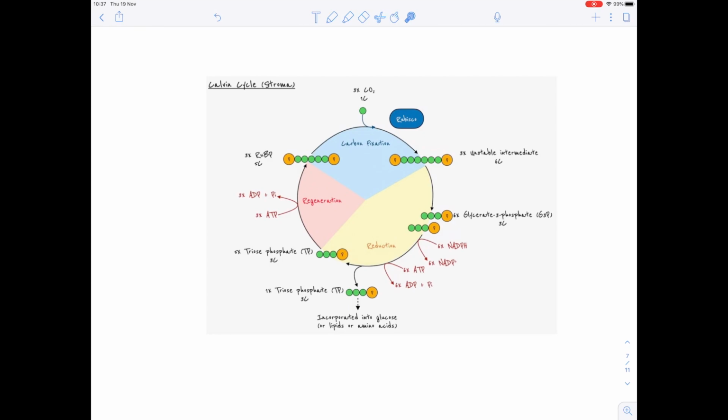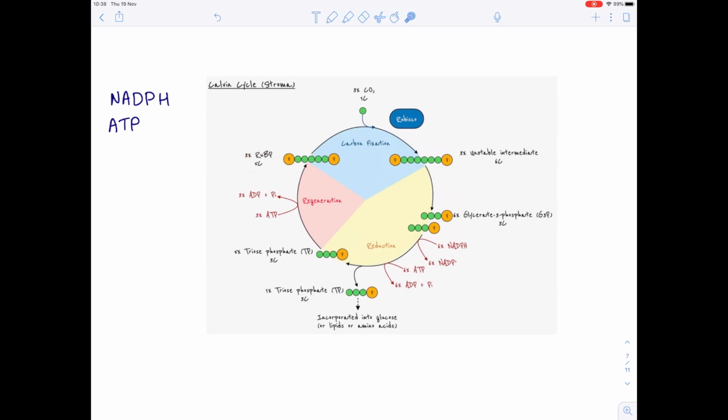So remember, we're talking about the light-independent stage of photosynthesis, and that takes place in the stroma of the chloroplast. To bear in mind, remember that we have that NADPH and the ATP, which was made in the light-dependent stage of photosynthesis. So at some point, they're going to be needed in the Calvin cycle. Because it's a cycle, you can start anywhere, but I'm choosing to start with ribulose bisphosphate, which is over here.